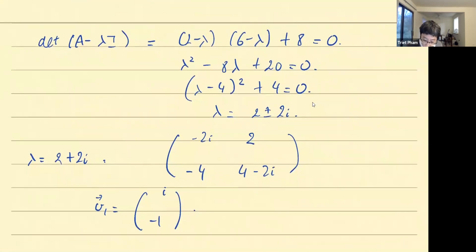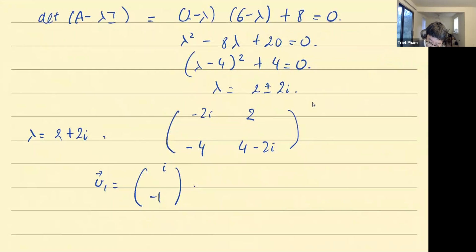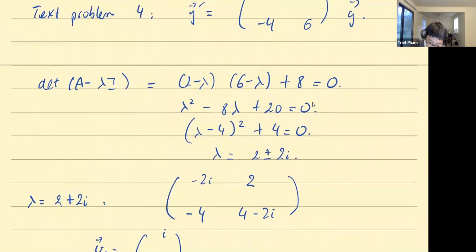And check that this also works on the bottom, but I think something doesn't look right, because it shouldn't work on the bottom, right? Because if you plug in, you got minus 4i plus minus 4 minus 2i. That's not equal to 0. Something is wrong. Did I solve for it wrong here?